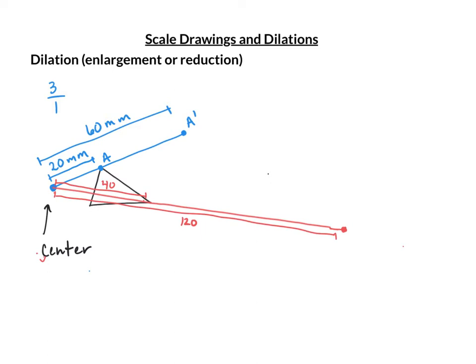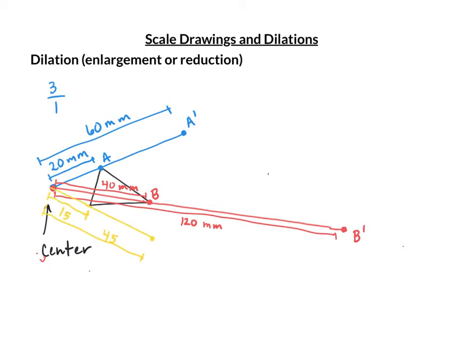Repeat the process for your other points. Take the distance from the center to a point on your figure, measure the length, I measured 40 millimeters, and multiply that by your scale factor, which was 3 to 1, 3. 3 times 40 is 120, and I measured from the center to my new point a distance of 120 millimeters. If this point on the figure was called B, this would be the new location for B, or B prime. Has nothing to do with prime numbers. That just means new location for B.